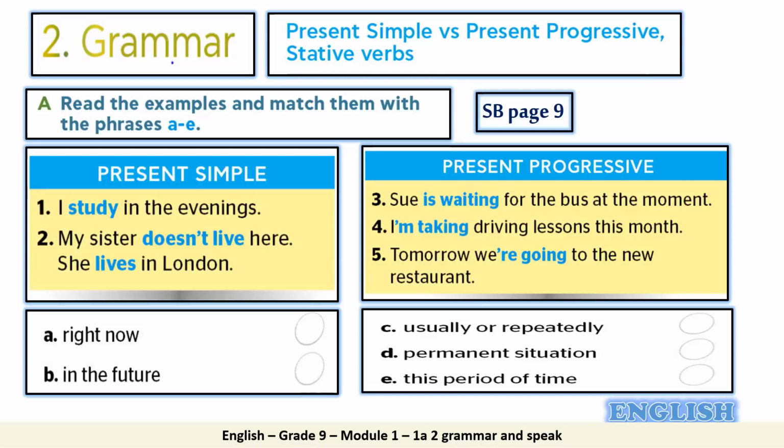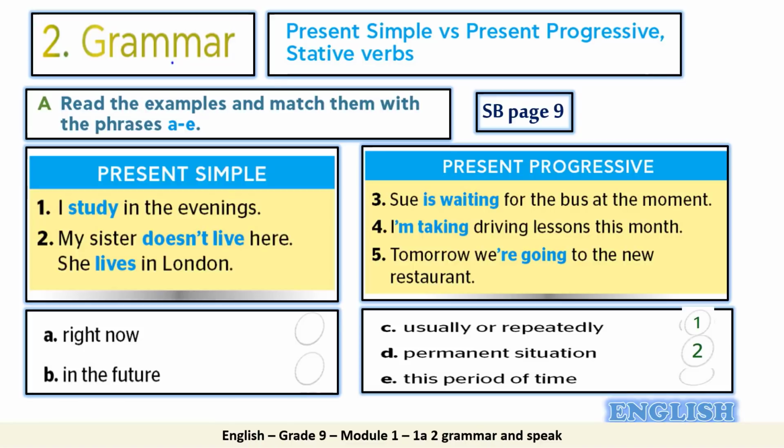Let's study the first example. Number 1. I study in the evenings. Look at the verb in bold blue, study. It means usually or repeatedly. Number 2. My sister doesn't live here. She lives in London. It means permanent situation.